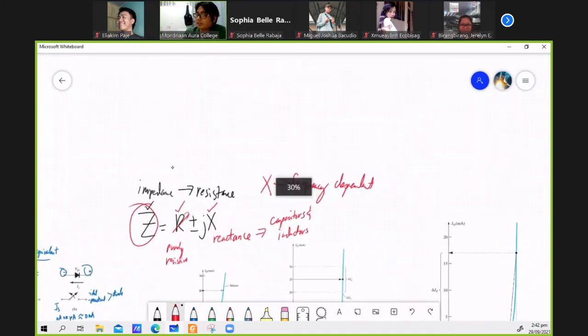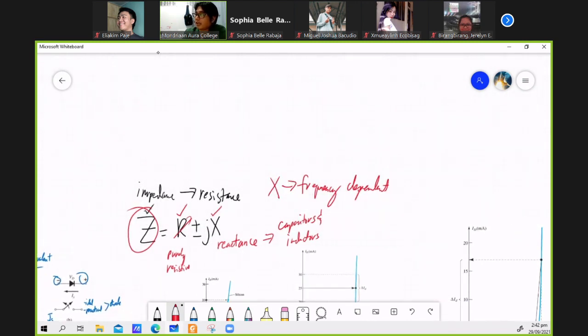We have what we call X sub L. This is what we call the inductive reactance. Yan yung resistance na ino-offer ng mga inductor. So, baka i-discuss ito sa inyo sa circuits. Saka na lang siya i-discuss kung hindi pa na-discuss.